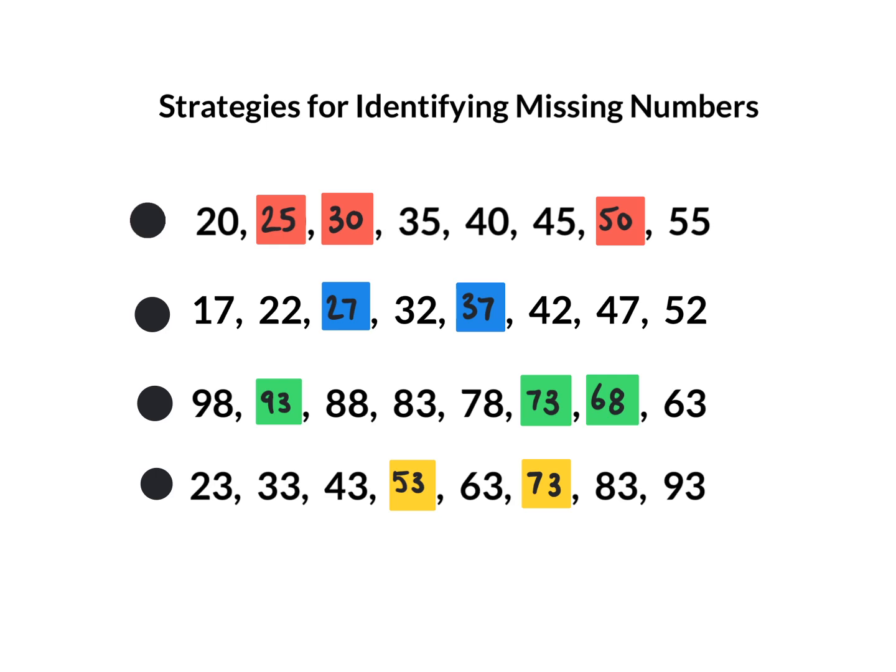These are my strategies for identifying missing numbers in a number sequence. Let's have a look at the number sequence. Is it increasing? And then we say to ourselves, what pattern can we see? What pattern can we identify in the numbers that we see in our number string?